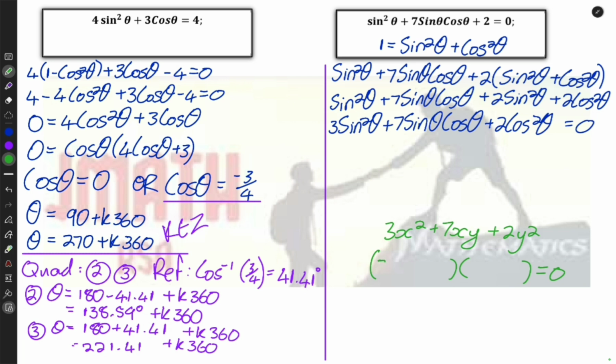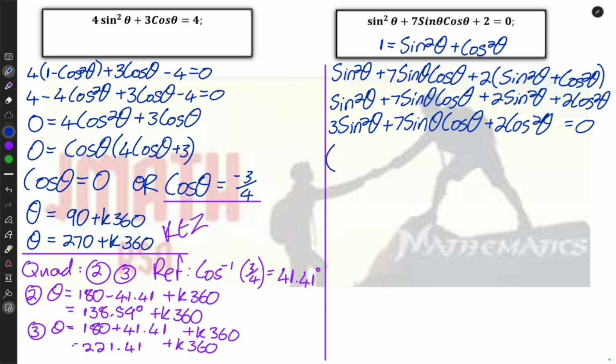But this one would be 3x, 1x, there's a 2y, there's a y, because if I multiply these two, I get a plus 6. If I multiply these two, I get a plus 1, and that gives me a 7. Everything is just pluses, and that would be the brackets. Now I can just change all the x's into sine and all the y's into cos. Okay, so that's your one option. You can go for that. But let's now go back to the trig.